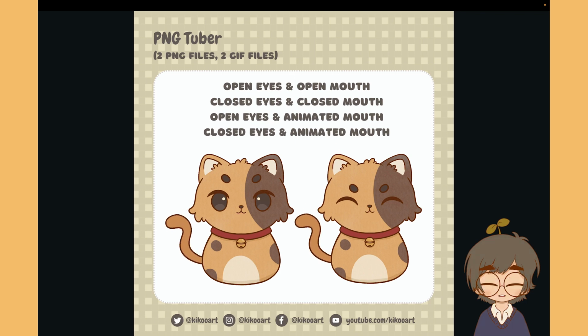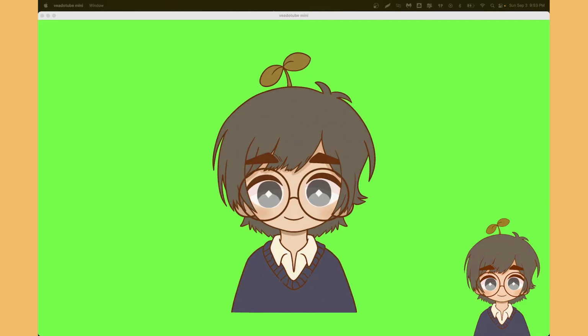And then of course you can also include a little bit of animation on any part of the character. For that one, you need to have four files, so two PNG files and then two GIF files. To do a demo on how it works, we're going to use Veadotube Mini. I'm going to make use of the pre-made PNGtuber that I created. We're going to start with a simple mouth open and mouth close.